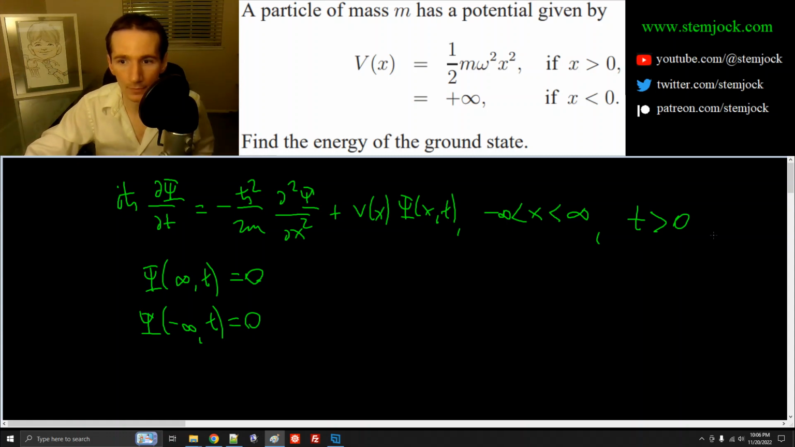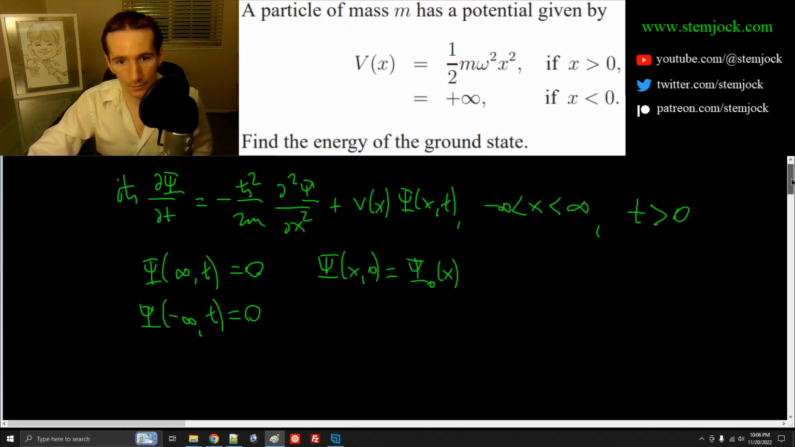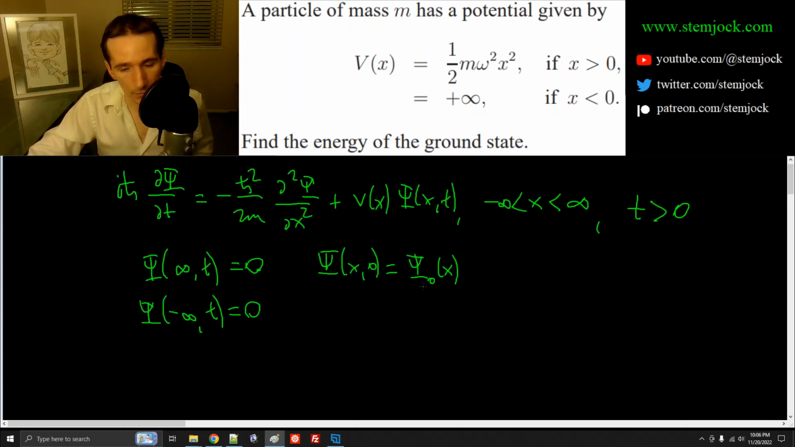And now we have to know what the function is at t equals 0. That's called the initial condition. I'm just going to say that psi at t equals 0 is some function called psi_0(x). It's not necessary to know what this function is; it's good enough to just call it psi_0(x). So now that I've set up my problem, I'm going to solve the Schrodinger equation on the intervals for which the potential energy function is defined.